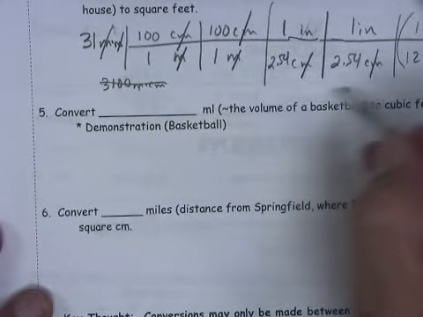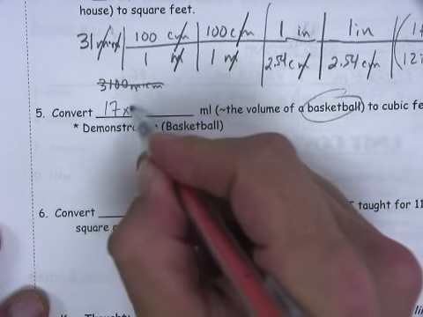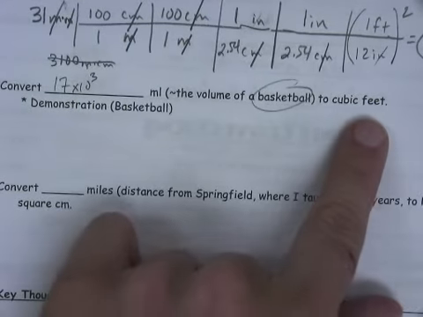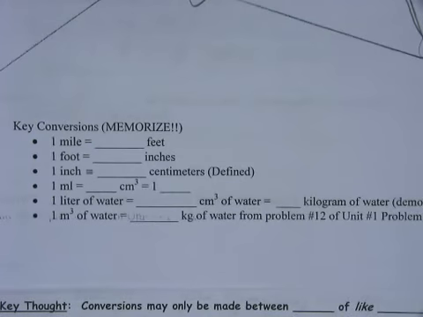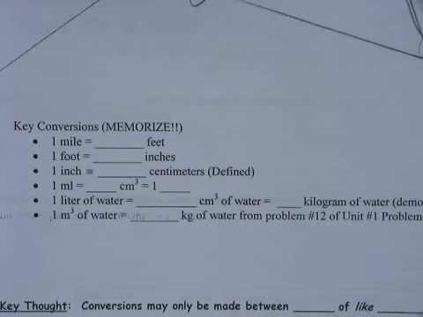Okay, number 5, another conversion. A typical basketball, here's your basketball right there. A typical basketball is 17 times 10 to the third milliliters. And we're going to convert that to cubic feet. And this one requires a unique conversion. So we're going to go to our conversion sheet. So here's your conversion sheet. And we need to fill in some of this stuff below. So we're going to fill it in. And we know some of this already.